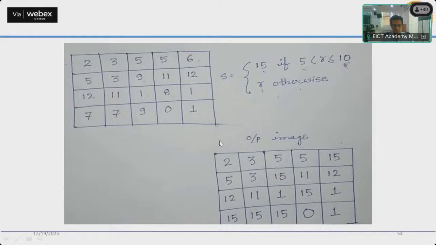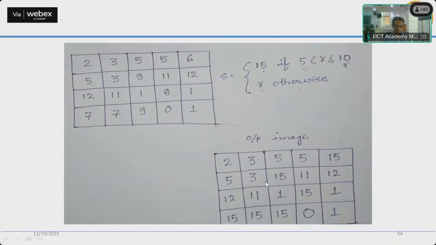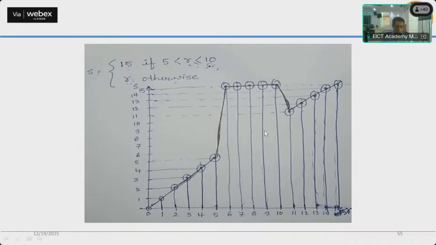This is the problem. In the output image, between 5 to 10, including 5, it is 15. Actually 5 is not included, so basically 6 to 10. Here it will come 15 and here it will come 15. So we may calculate this way, as it has been shown here. When you see the curve, if you do the gray level slicing as per this, you will be able to get this.